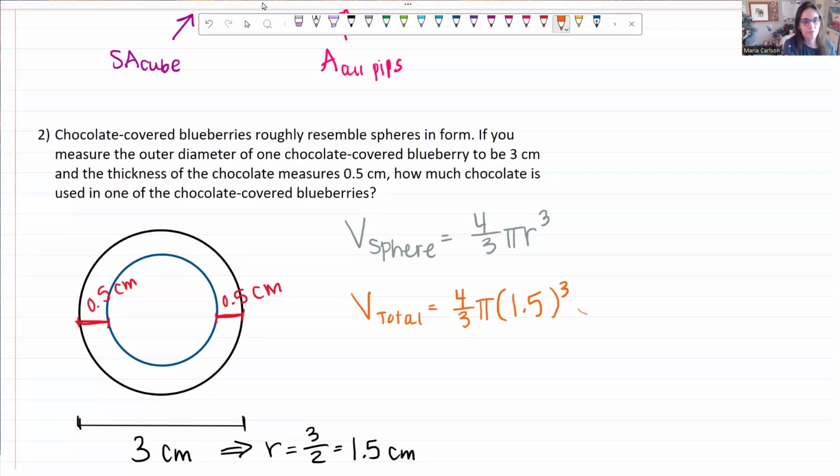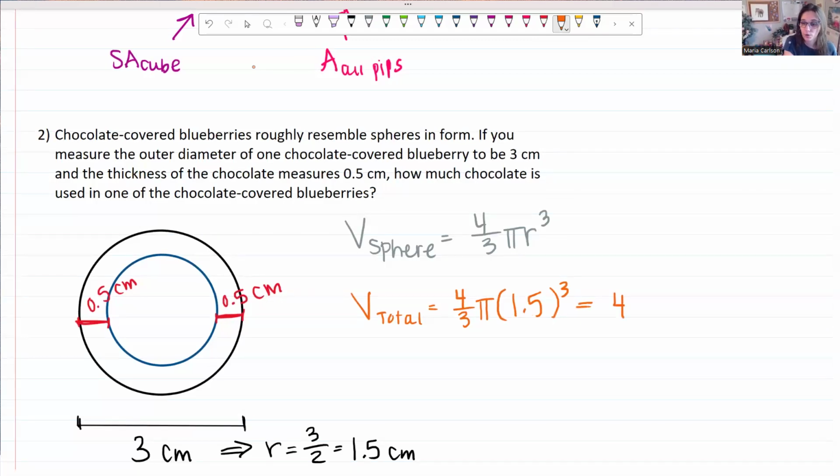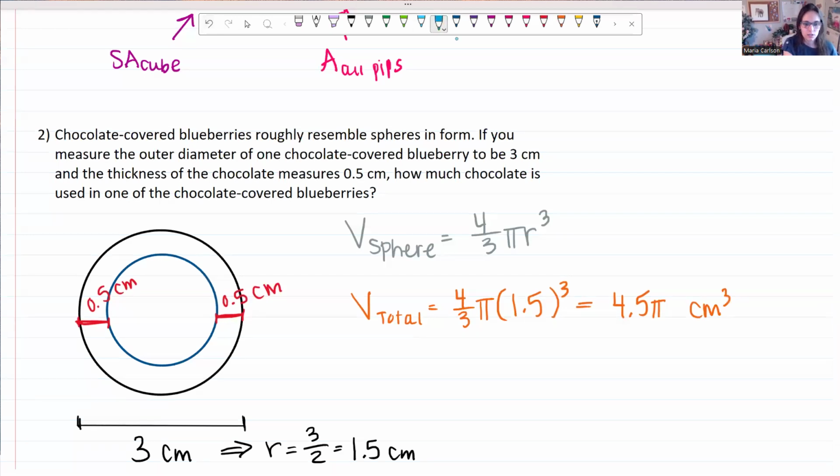And 1.5 cubed times 4/3, interestingly enough, is actually 4.5 pi. If I multiply 1.5 to the 3rd power, and then I multiply that times 4/3, that gives me 4.5. And then we still have the pi in the mix. All right, and this would be centimeters cubed as our volume. Now we need to find the volume of our blueberry. So let's see, volume of the blueberry.